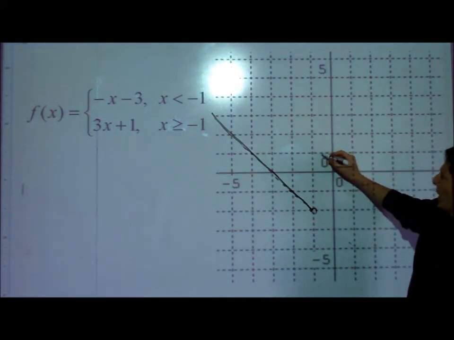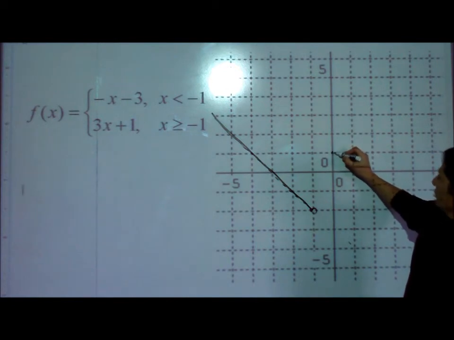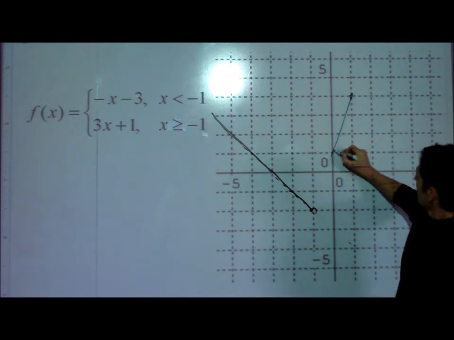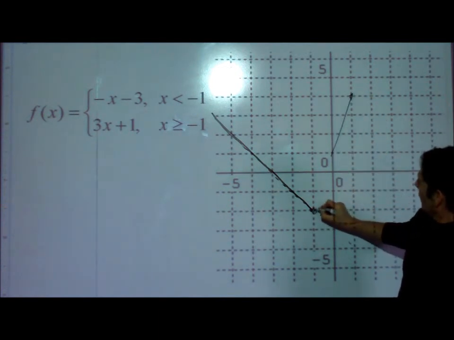So I'm starting at +1, and its slope is 3, up 3 over 1, down 3 over 1. Hey! Hey! Lo and behold.